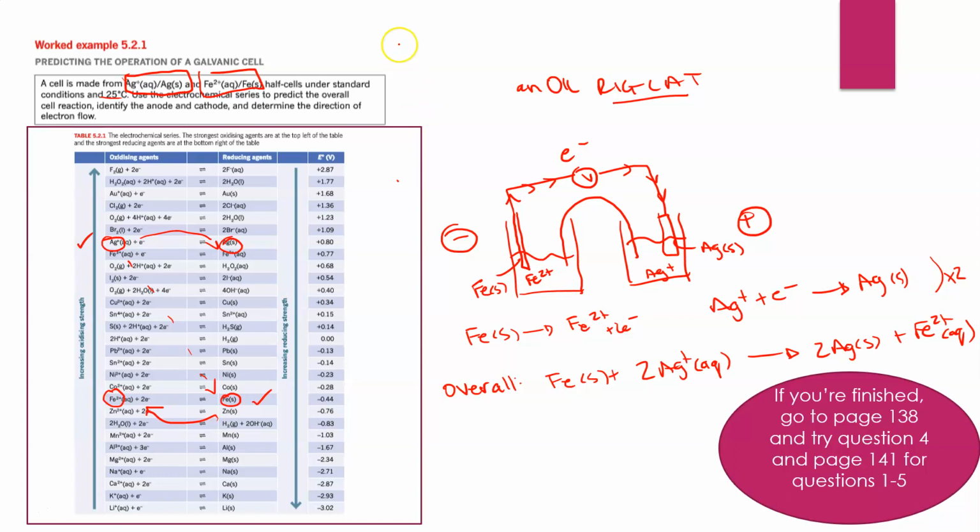If we were to work out the E0 for the cell, you may remember we said it was the higher one, so we take this value here, plus 0.80, minus the lower one, so we're going to minus 0.44. So we will end up with a positive 1.24 volts would be what we would expect to produce from that cell.